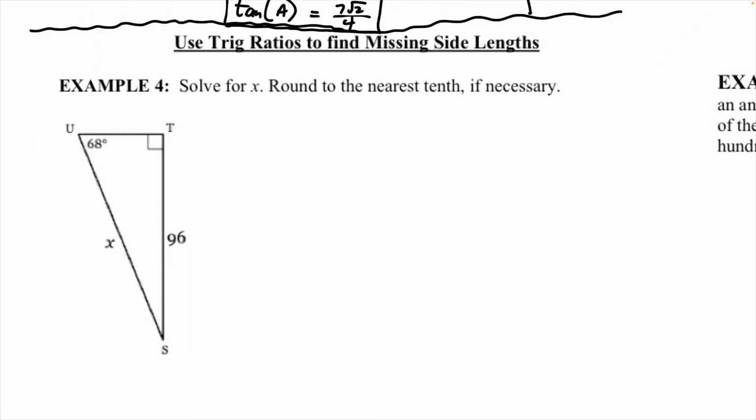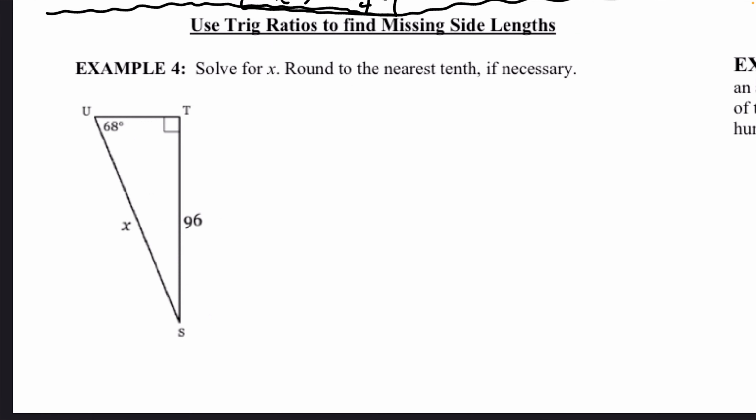Angle U we know is 68 degrees. Angle T is 90 degrees. First of all, how many degrees does every triangle have? 180. Every triangle has 180 degrees, right? So if we know that, how much should angle S be? Because that's the only one we don't know, right? It should be 22, right?